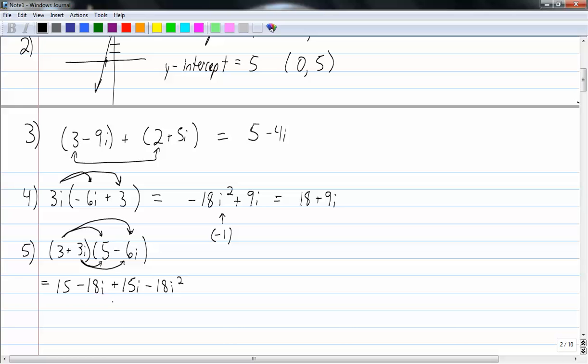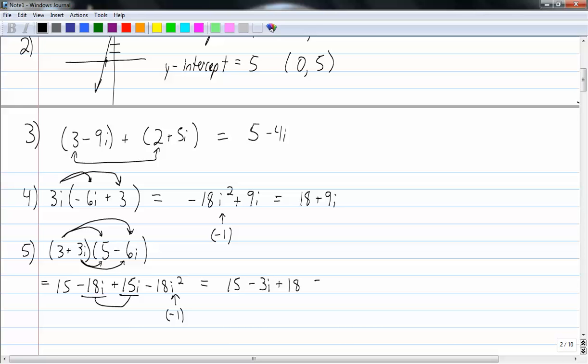Alright, so now we have like terms. These two i terms are like terms, so you want to put those together. And the i squared, right here, we always plug in a negative 1 for i squared. Okay, so let's see what that's going to give us. 15. Then add the two i terms together, so that's going to be a negative 3i. And then when I plug a negative 1 in for i squared, that's going to be negative 18 times negative 1. It's positive 18.